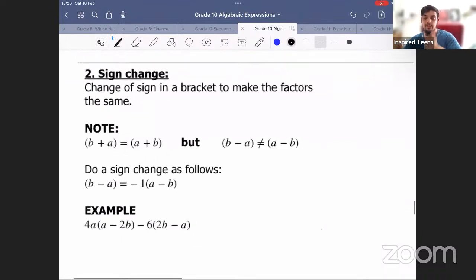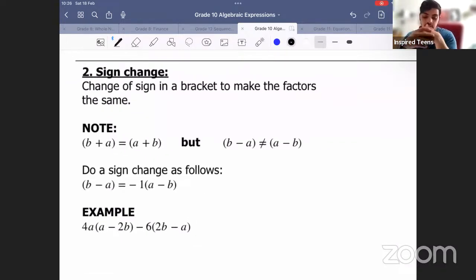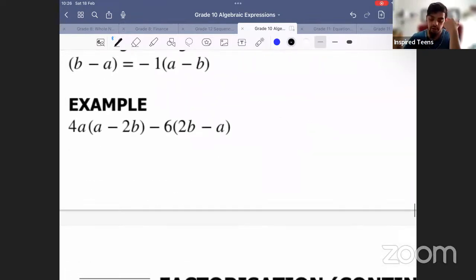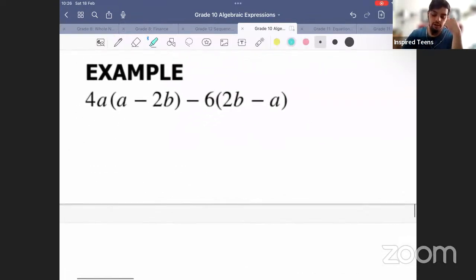Okay, let's talk about sign change, which is important. Now, the change of sign in a bracket to make factors the same. Let's just learn it through the example. So now let's look at this example. We have 4a(a - 2b) - 6(2b - a).